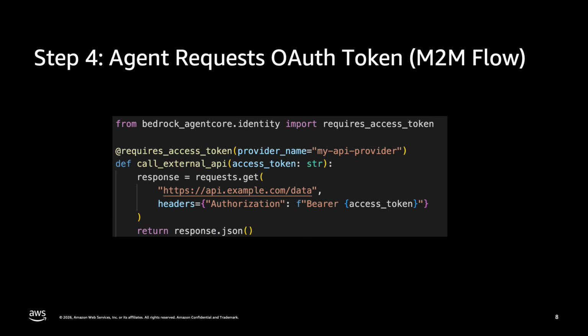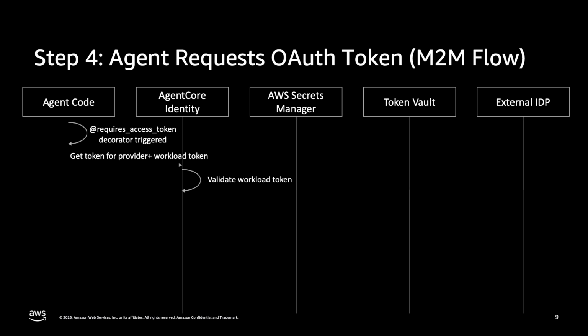Let's look back at the code the developer wrote. The requires_access_token decorator specifies a credential provider name. When the call external API function is called, the decorator is triggered. Let's see what happens behind the scenes. The agent code calls AgentCore Identity, passing the provider name and the workload token. The identity service first validates the workload token. Is this really the agent it claims to be? Once validated, it retrieves the client credentials from AWS Secrets Manager, the client ID and the secret stored in the earlier step.